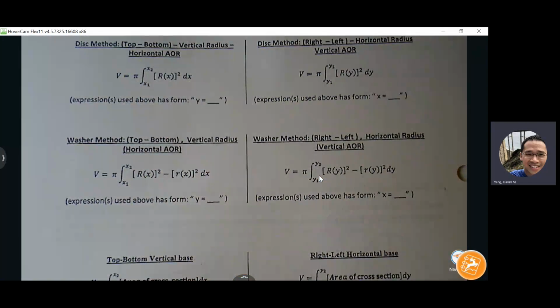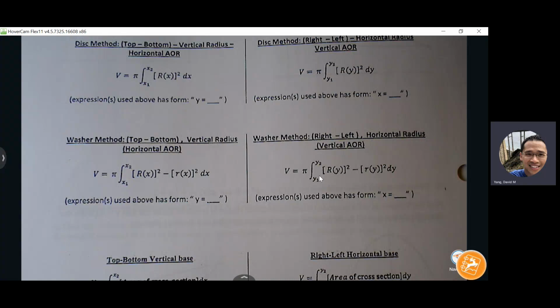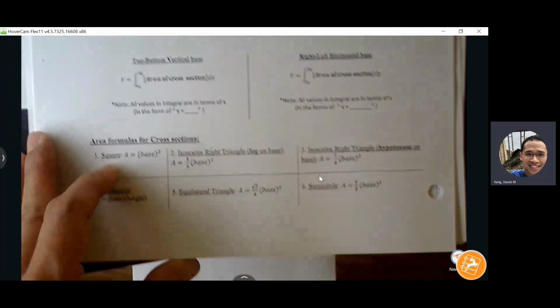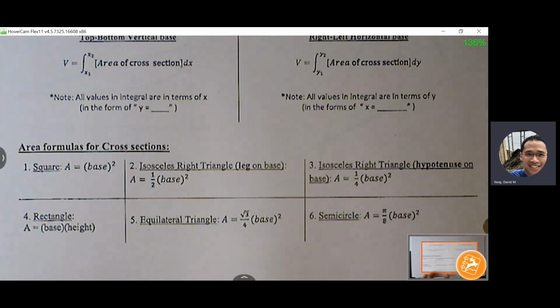Washer and disk are very similar in the sense that they both involve pi r squared, because of the rotation. It's just with the washer method, we've got to subtract out little r squared. And then cross section has the most formulas associated with it. But I know it looks daunting with all these formulas, but the nice thing is that pretty much all the formulas are base squared to some extent, except for rectangle. Rectangle is base times height. You know a square is base times base.